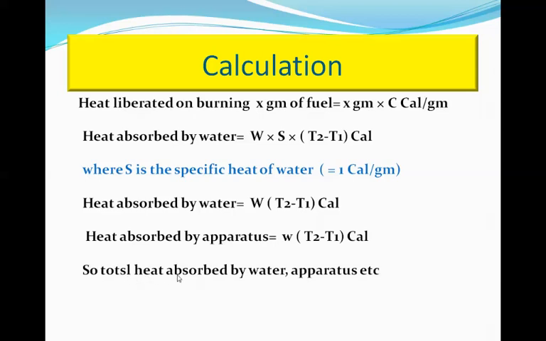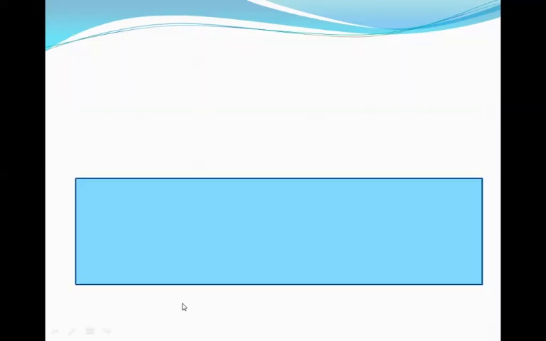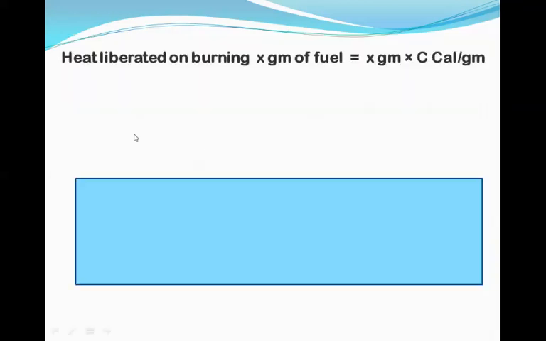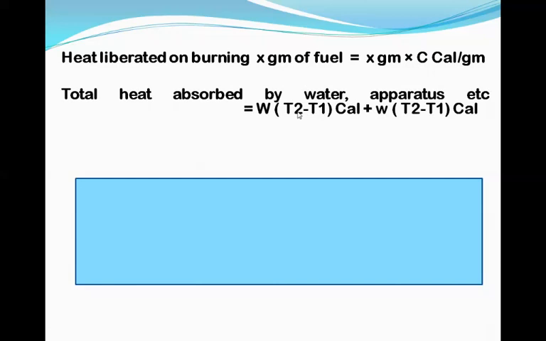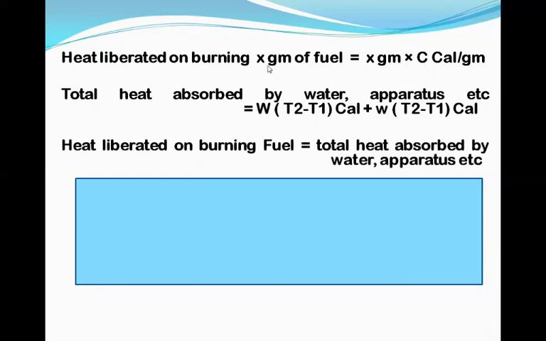So the total heat absorbed by water, apparatus, etc. will be given by W (T2 minus T1) calories plus w (T2 minus T1) calories. So it can be collectively written as: heat liberated on burning X grams of fuel is equal to X gram into C calories, and the heat absorbed by water is equal to W (T2 minus T1) plus small w (T2 minus T1). Equating the two, heat liberated is equal to heat absorbed.